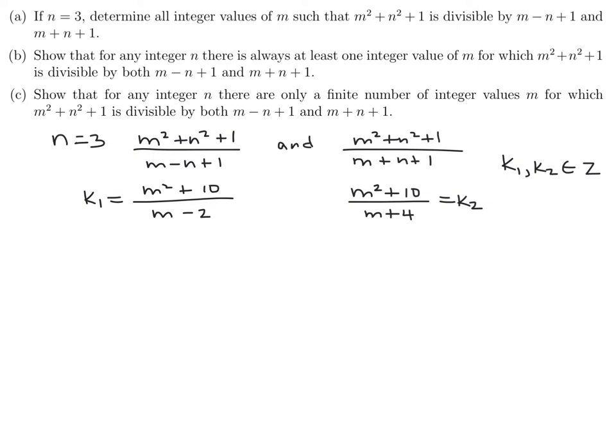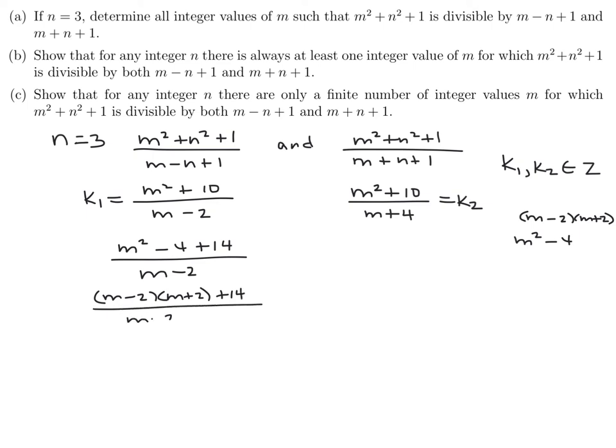Okay, so I think I'm going to have to factor that somehow. Let me see here. m minus 2, m plus 2. If I expand that, I get m squared minus 4. So I've got a 10 here, so somehow I've got to manipulate that. If I add 14, I think that'll do it. So m squared minus 4 plus 14. If I break up that 10 into 14 minus 4, then I should be able to factor this. So now this m squared minus 4 factors into m minus 2, m plus 2, and then I have that 14 all over m minus 2. If I break it up, it's m plus 2 all over m minus 2, plus 14 over m minus 2. So this cancels, and you're just left with m plus 2 plus 14 over m minus 2, like that.